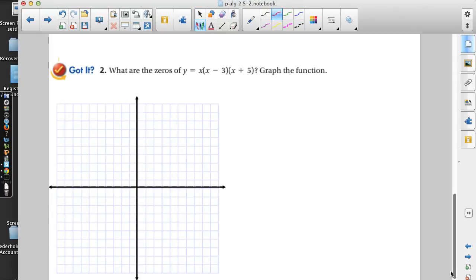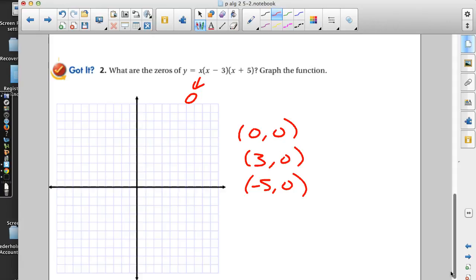So let's keep going. This says, what are the zeros of y equals x, parentheses x minus 3, parentheses x plus 5, and graph it? Well, if this is 0, we have a 0. So there's my first x-intercept. It's at 0, 0. This one would be a 3. So 3, 0. And the last one would be a negative 5, 0. But now I need that overall picture.